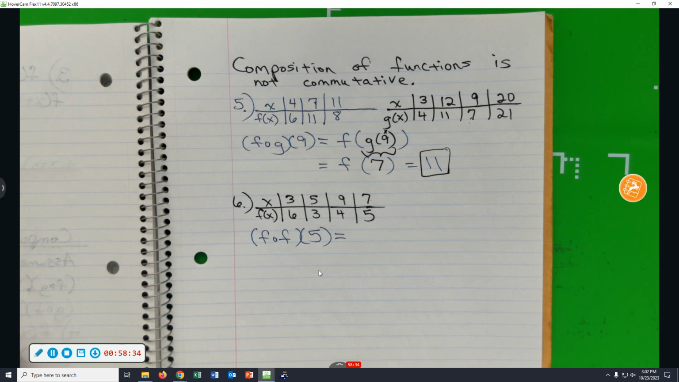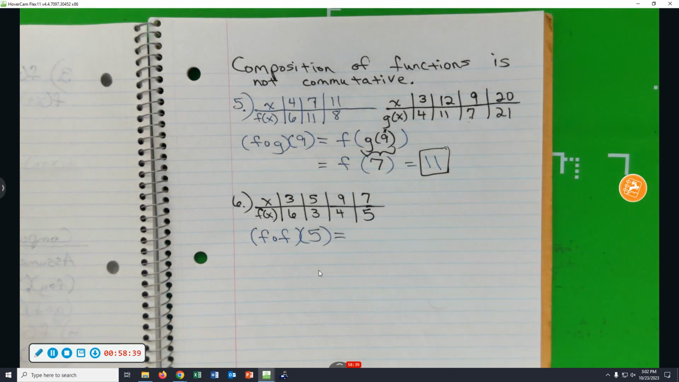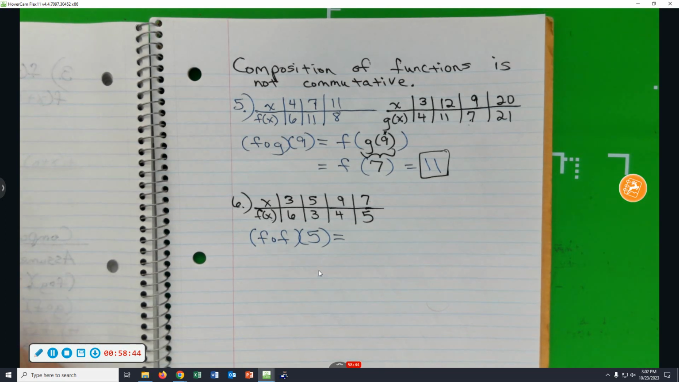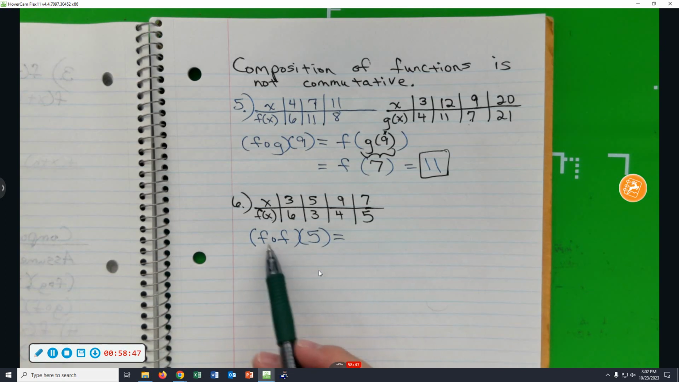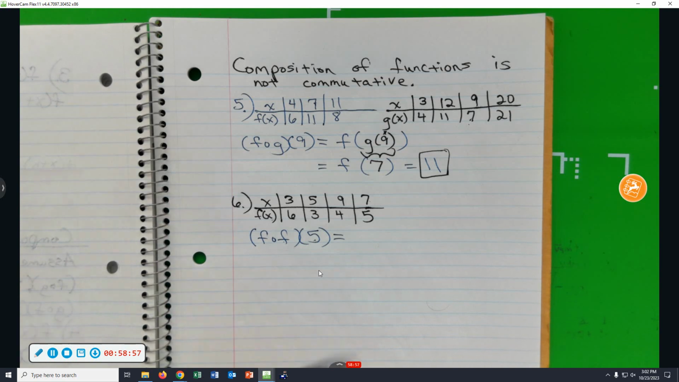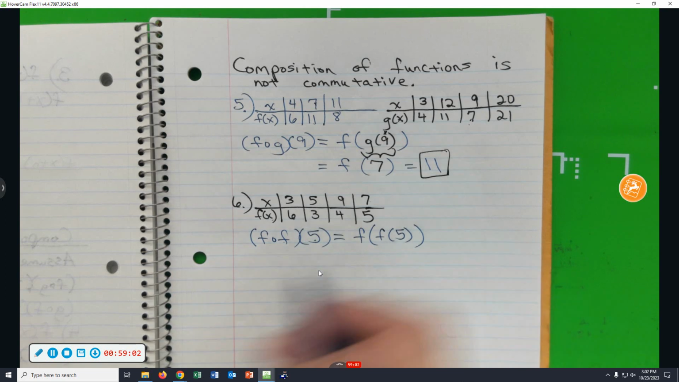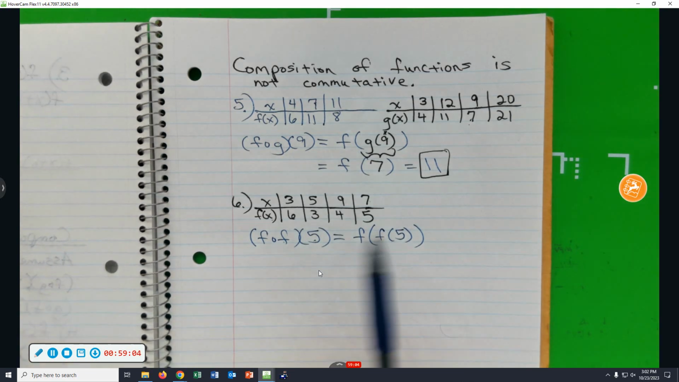We want f composed with f of 5. Add on this last column right there, to make sure it's clear to you which 5 you're using. We want f composed with f of 5. So you go to the f table. What number is 5 assigned to? We want f of 5. What number does the f table assign 5 to?